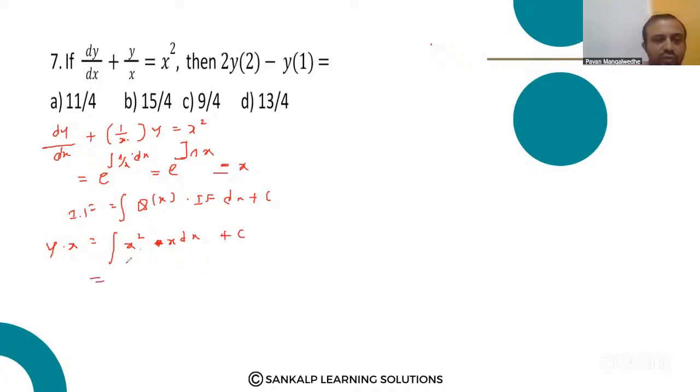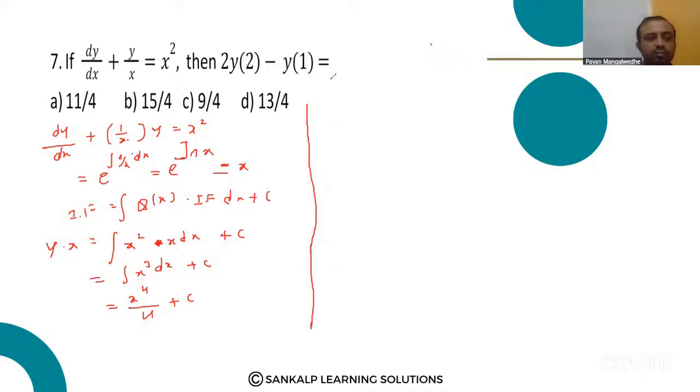So integration of x square into x, that is integration of x cube dx, is x raised to 4 by 4 plus c. So y is equal to x raised to 4 by 4 plus c, that is x cube by 4, written in a different way, by x.